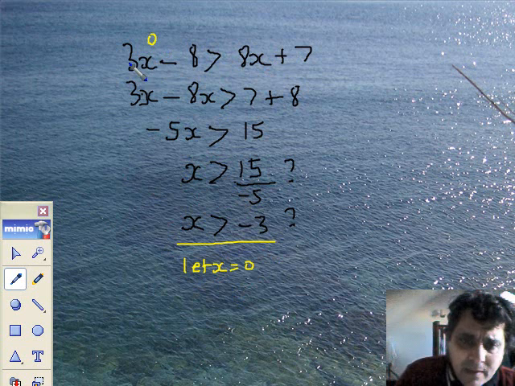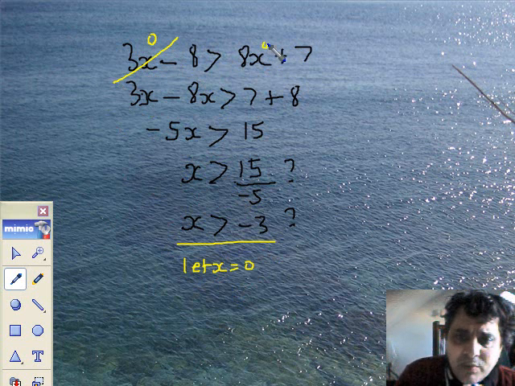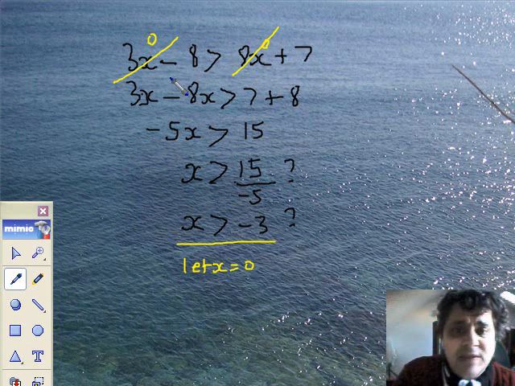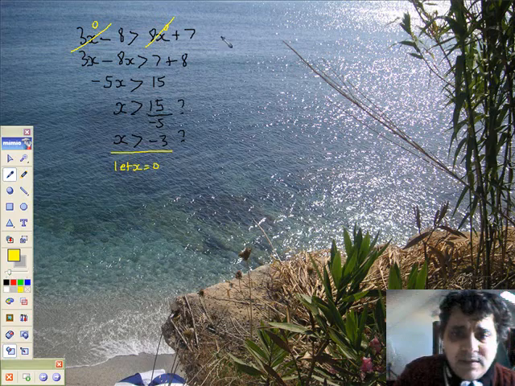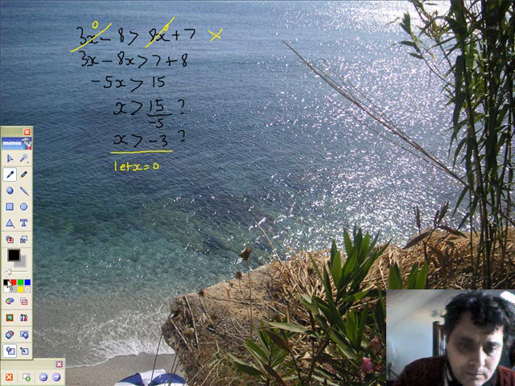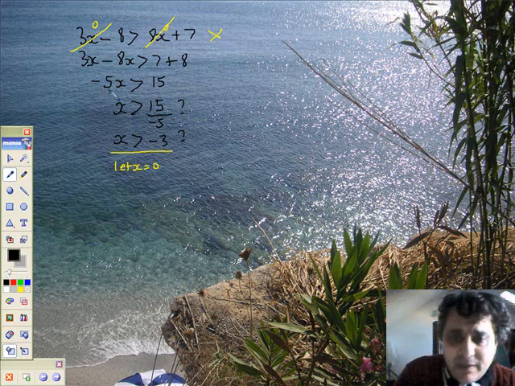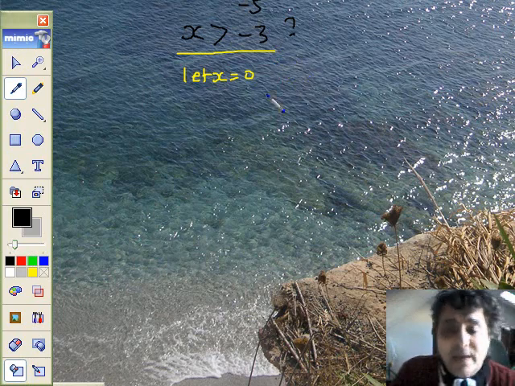If I put a 0 in here, I've got 3 times 0 is 0. Goodbye. If I put a 0 in here, I've got 8 times 0 is 0. And I'm left with the statement that minus 8 is greater than 7. Clearly, that is not true. Therefore, we simply cannot divide by minus 5 to get an answer of minus 3, because I've proven that the answer we get isn't true.